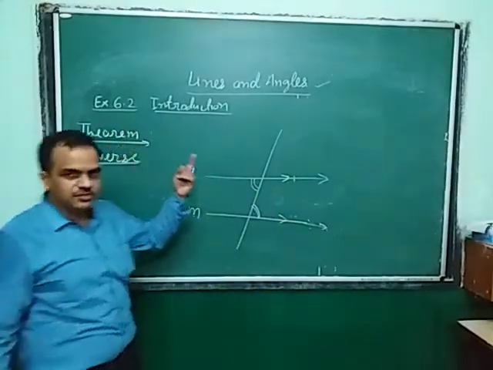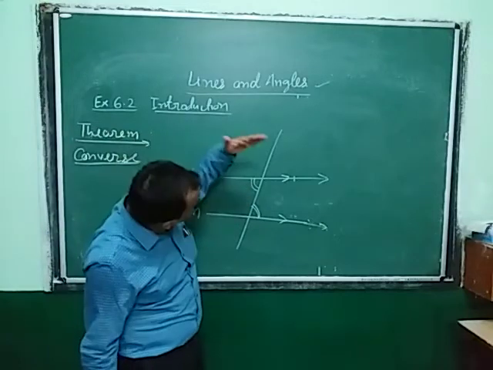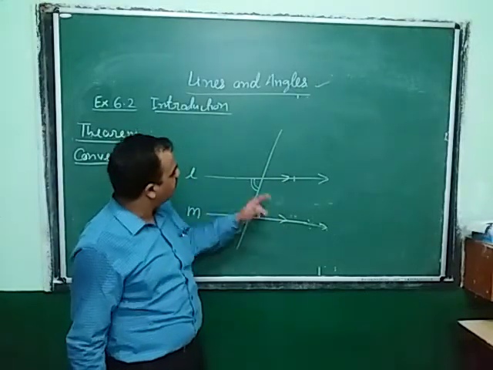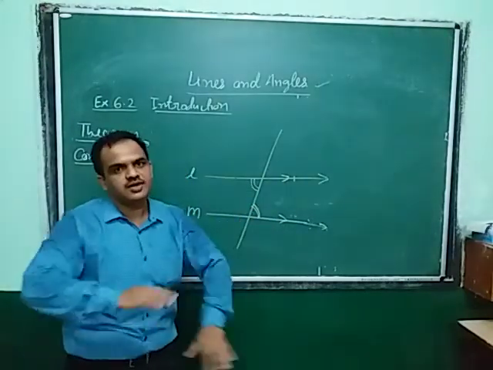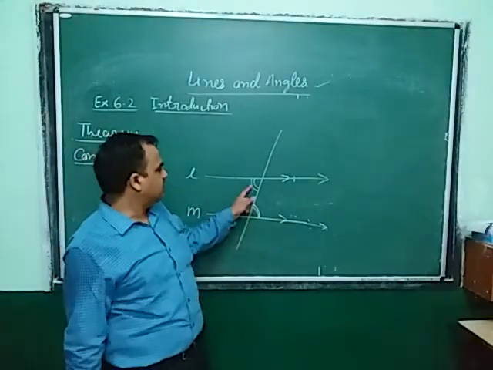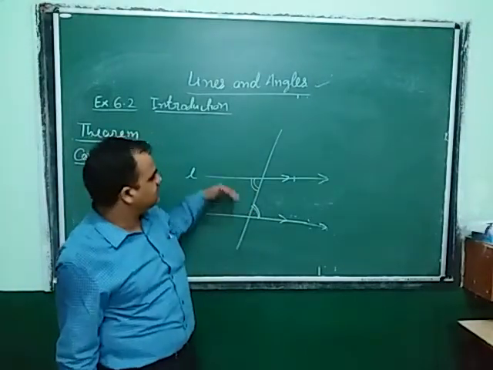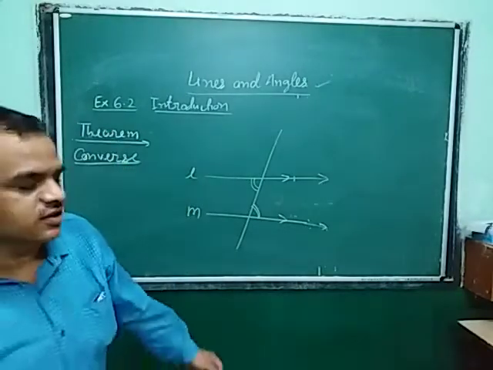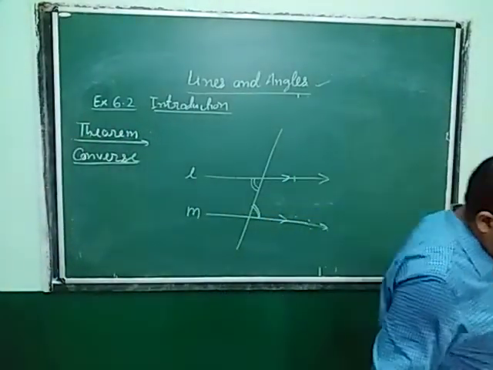In the earlier theorem, what we did was show that if two lines are parallel, then alternate angles are equal. Now what is the converse? If these two angles are equal, then the lines will be parallel. So this was about the converse of this theorem.